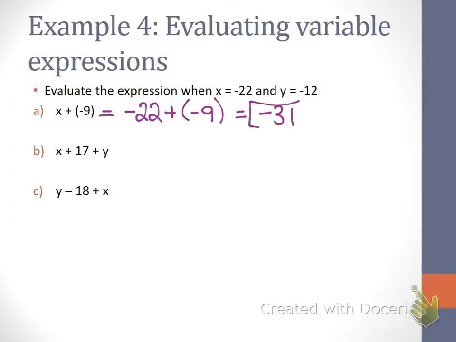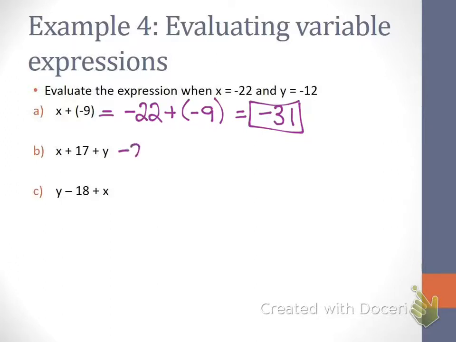Negative 31. Okay, so don't look at the sign. Don't be thrown off by that addition sign. Look at the sign in front of the number. Okay? They're both negative. There's a negative in front of the 9 and a negative in front of the 22. Okay, so let's look at B now.